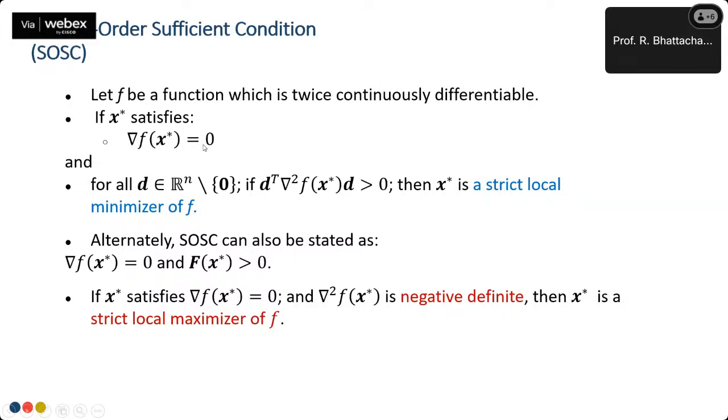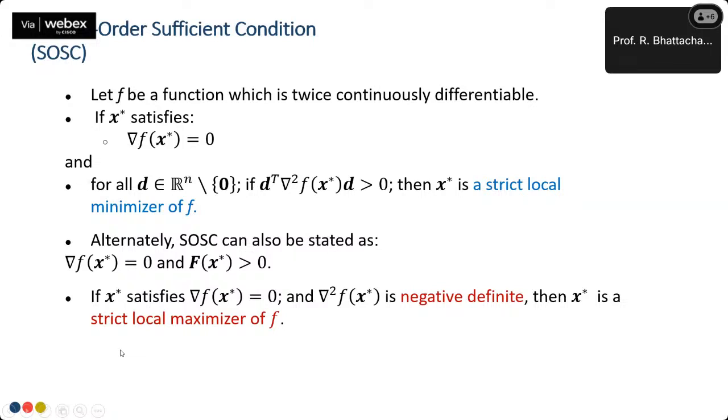So, the second order sufficient condition: if f is a function which is twice continuously differentiable, and we have gradient of f(x star) equal to 0, then for all d belonging to Rn, d not equal to 0, d transpose del square f(x star) d greater than 0, then x star is a strict local minimizer of f. Alternately, we can state that gradient of f(x star) is 0 and the Hessian F(x star) is greater than or equal to 0. So these conditions are used.